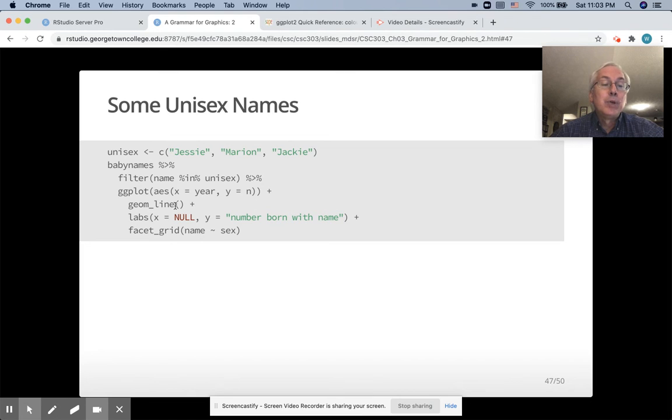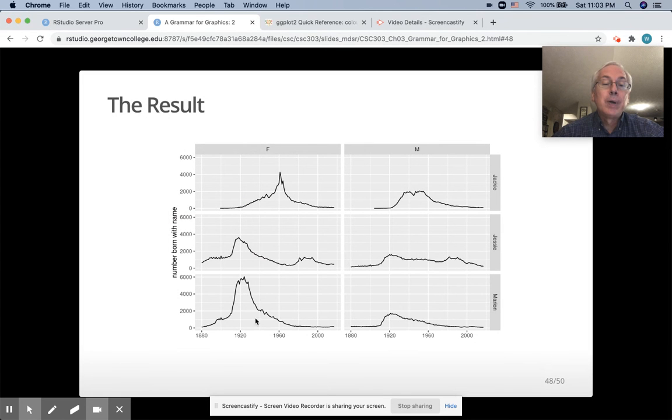And then we can do line plots on all three of these names. And here's a new little twist for us. Facet_grid is going to facet by two variables, name and sex here. We're going to have names in rows and sex in columns. So let's check that out. The women are going to be all in this column. The men are going to be all in this column. And our row headings are going to be the individual names in unisex: Jackie, Jesse, and Marion. We go in alphabetical order.